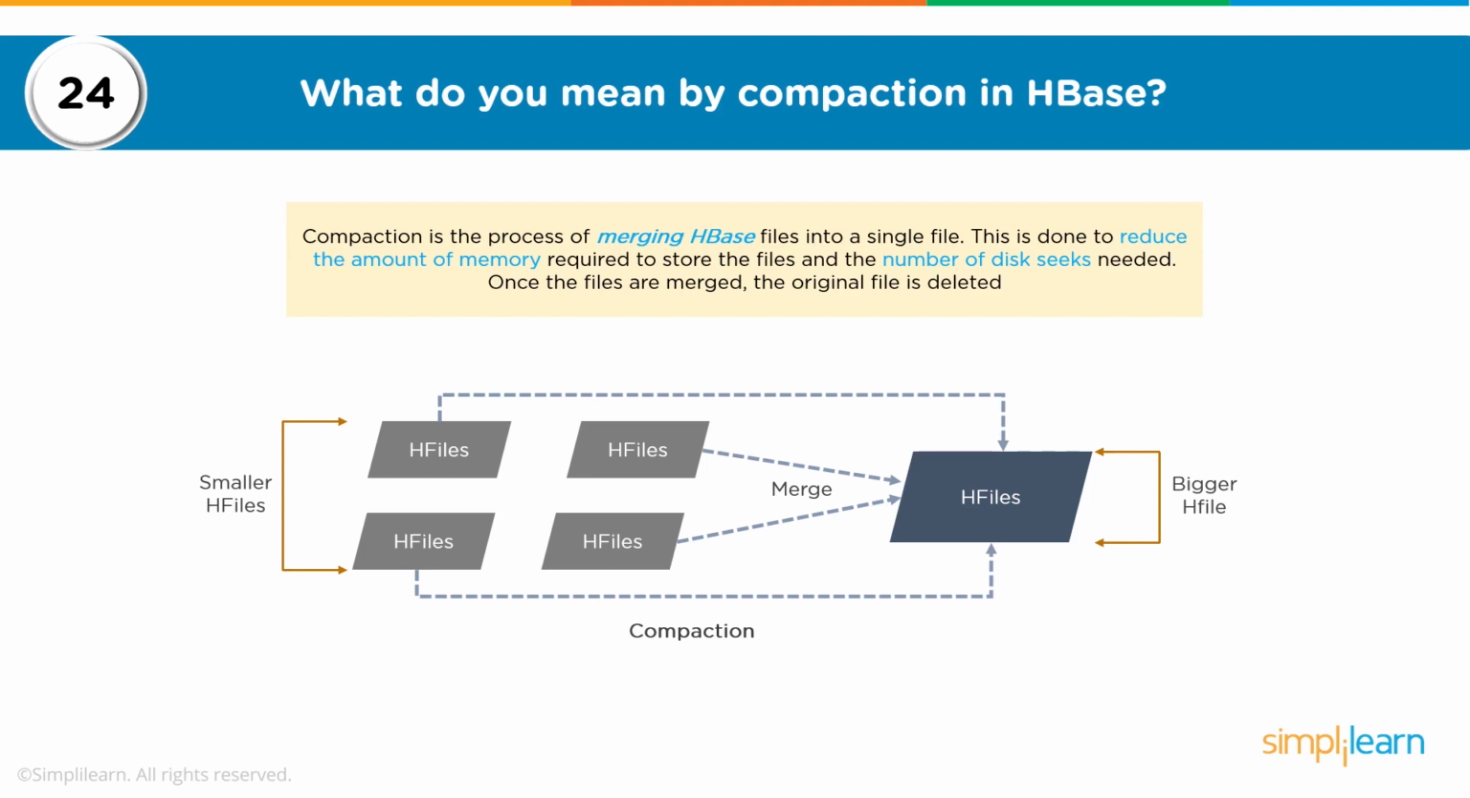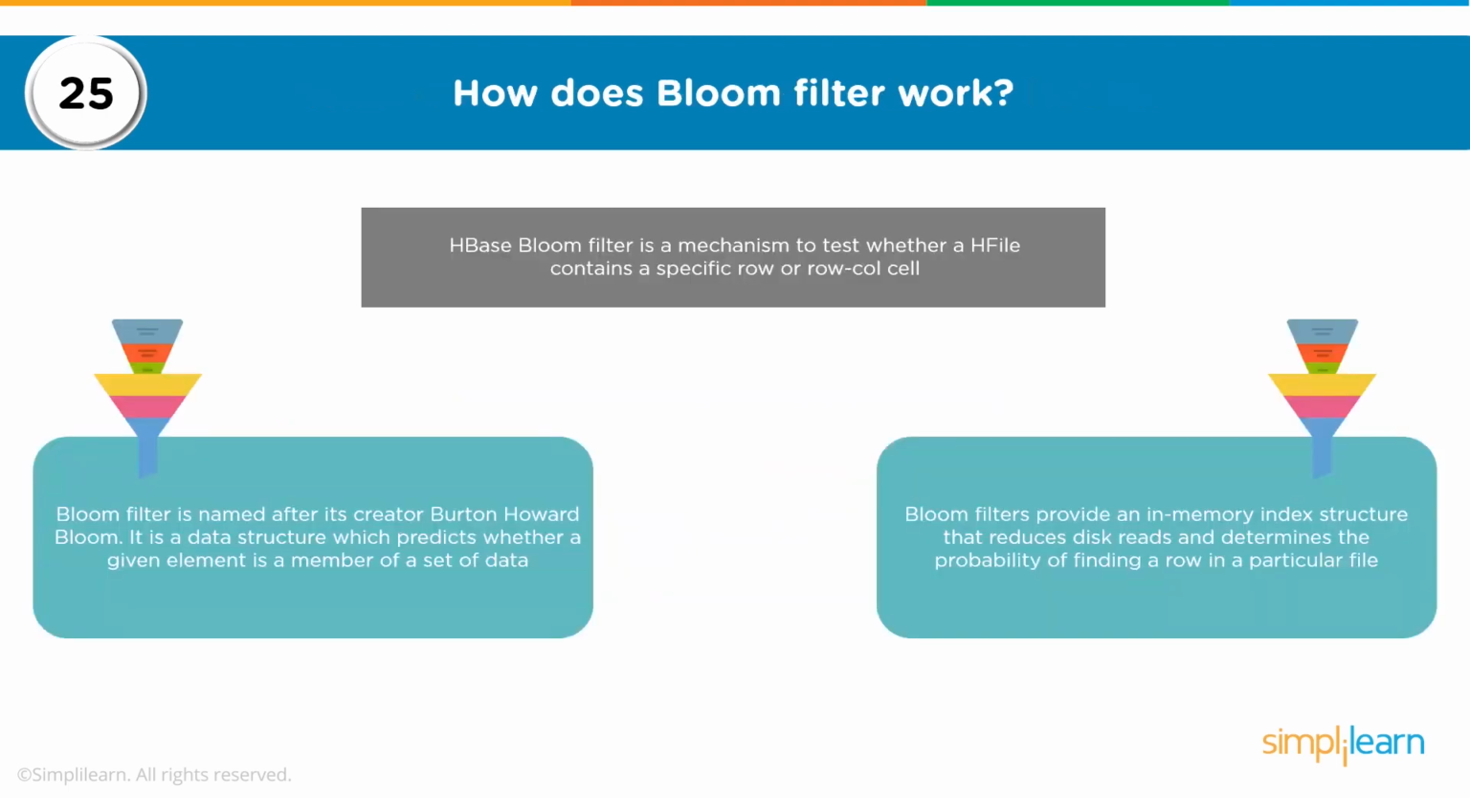So we could have a lot of HFiles which get created when the data is written to HBase, and these smaller files can then be compacted through a major or minor compaction, creating one big HFile which internally would then be written to HDFS in the format of blocks. That is the benefit of compaction. There is also a feature called Bloom filter.